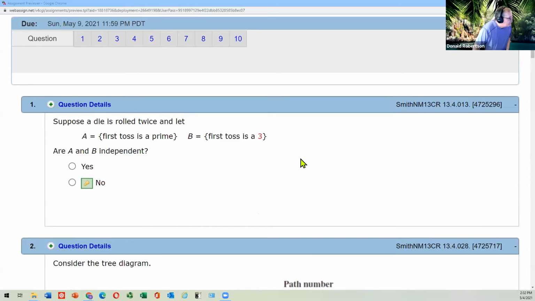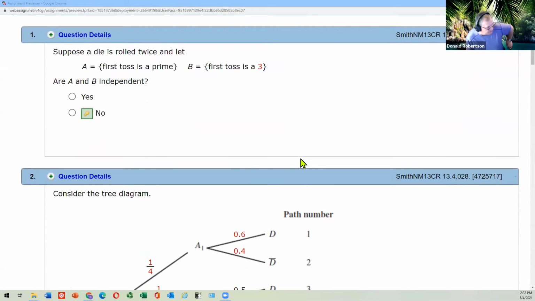Right, hopefully you're looking at 13.4, calculating complex probabilities. Okay, now, suppose a die is rolled twice, and let A be the first toss is a prime number, and B be the second toss is a 3. Are A and B independent? Right. Now, what does independent mean as far as probability is concerned? It means that the probability of one event has no effect on the probability of the other.